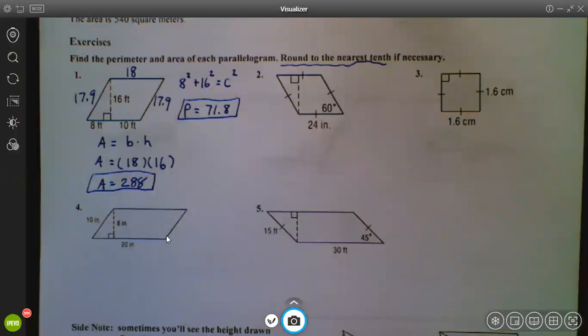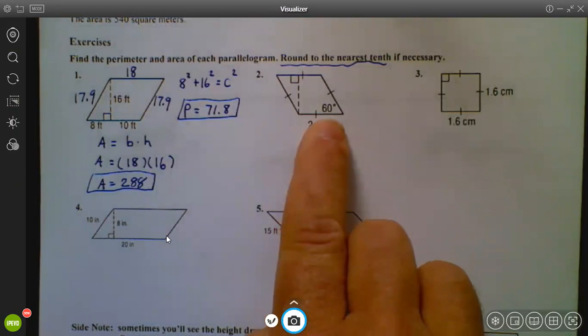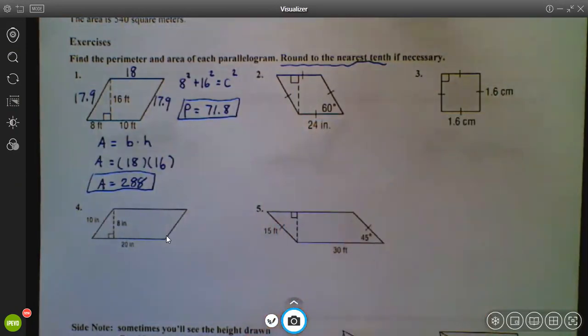All right, so guys, that's going to be pretty typical for these. If you have to find a missing piece, you're probably working with right triangles. It could be the Pythagorean theorem, a 30-60-90, or a 45-45-90. So some of those are going to pop up as well. Let's keep moving through.